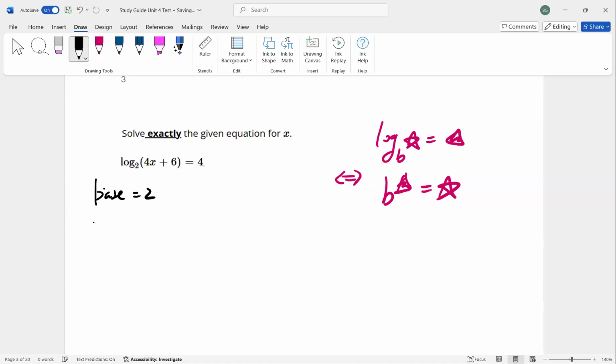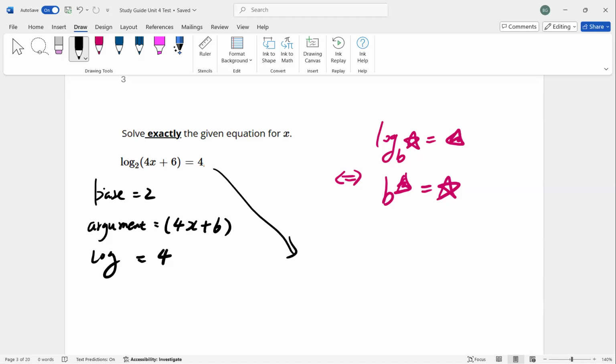Base is 2. Argument is 4x plus 6. Log is 4. So we are going to rewrite that equation in its exponential form. We have the base 2 to the power of the log, which is 4, equals the argument, 4x plus 6. They are equivalent, okay? So we have that equation written in the exponential form.